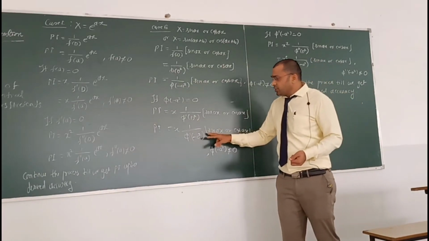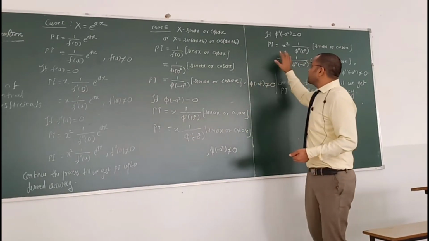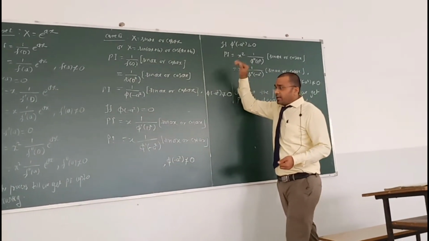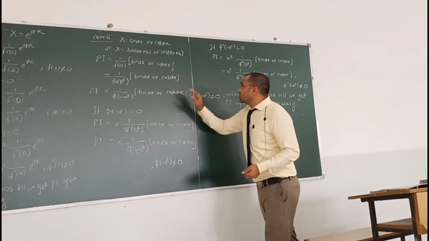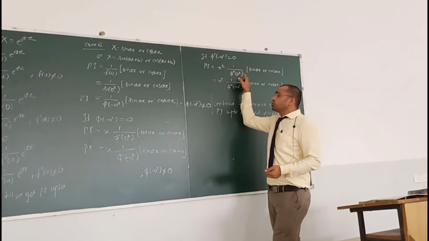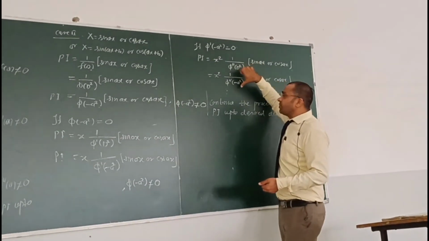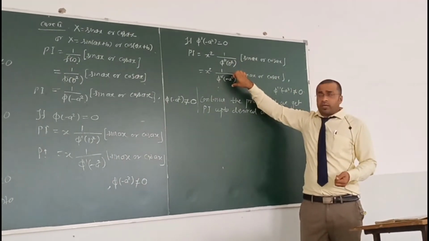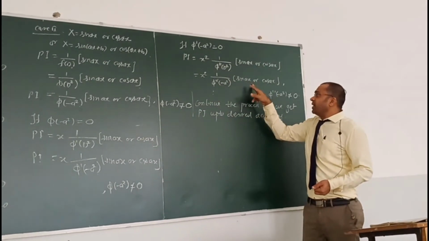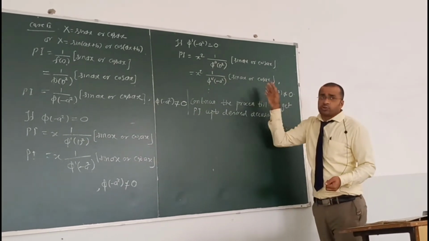But again if it is 0, again I am multiplying by x, it will be now x square, again take a derivative, that will be now phi double dash of d square, again that d square will be replaced by minus of a square. Okay, and this will be our required PI whenever the denominator is not equal to 0.